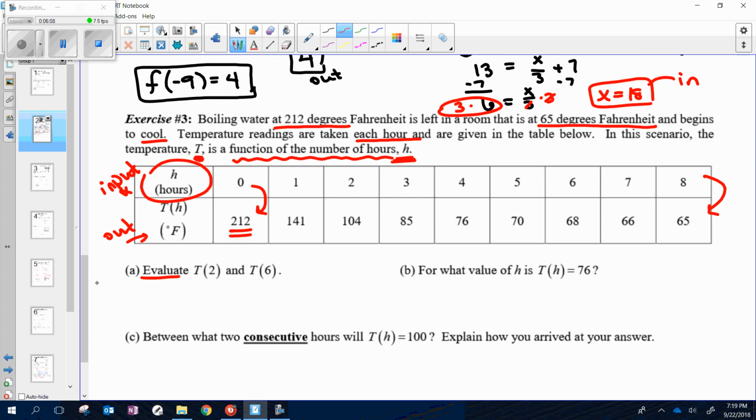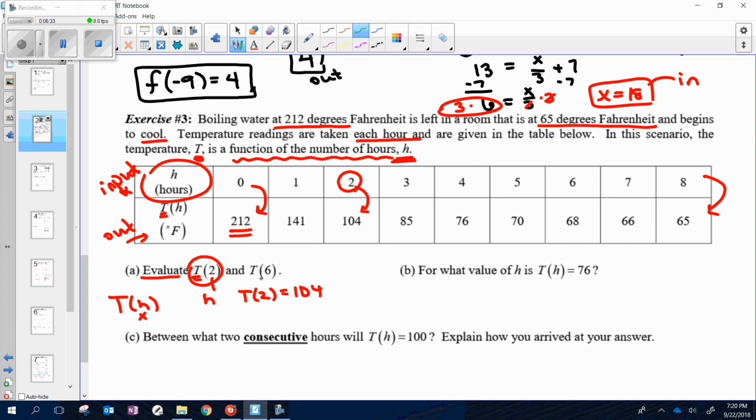Evaluate just means find the value of T of 2. So that means if my H, because remember this is a function of H, that's like my X value right now. If my X value was 2, which is right here on my table, my capital T temperature would be 104. So T of 2 is 104.